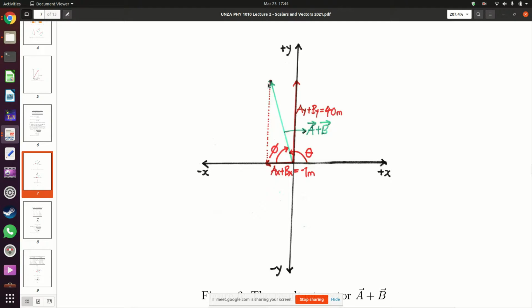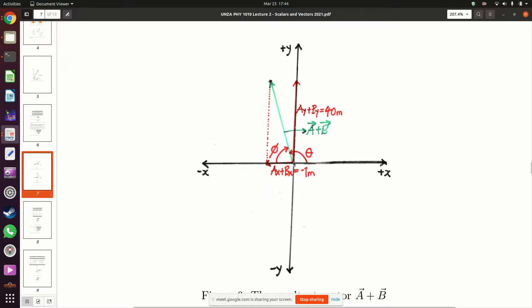Why do we say it's the same thing? Because the length of this line is 40 meters, and the direction is the same because it's parallel to the y-axis. As long as the size is the same and the direction is the same, then we are talking about the same vector. Remember, a component is just how much a vector is along a particular direction.